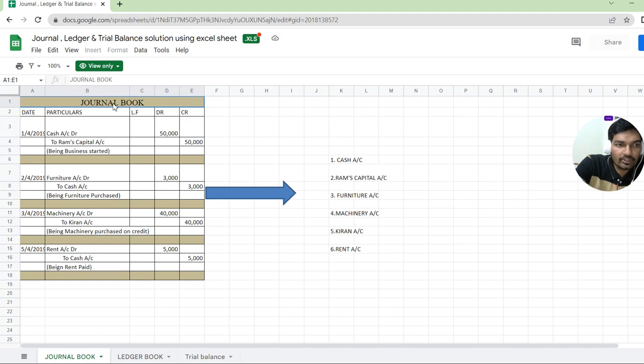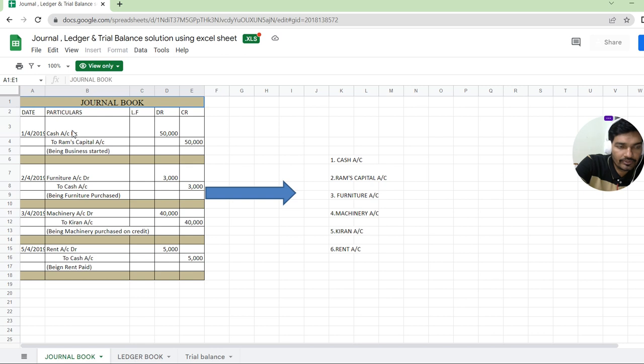This is an example where first I have prepared the journal book. In the journal book I have written various journal entries using golden rules of accounting. For 5 transactions, I have written 5 journal entries. After preparing these journal entries in the journal book, I have identified 6 accounts. How I have identified these 6 accounts, I'll explain.